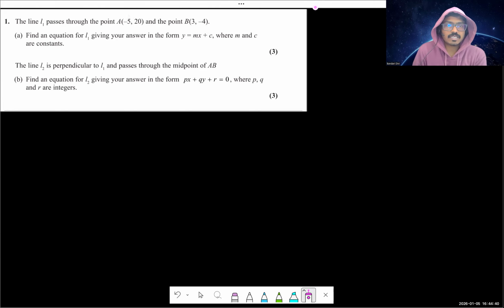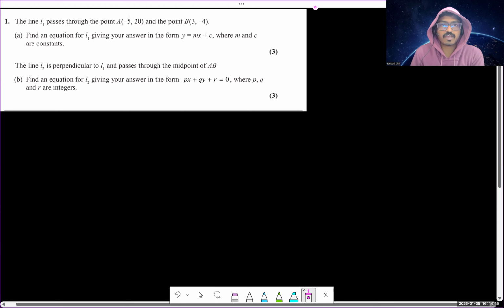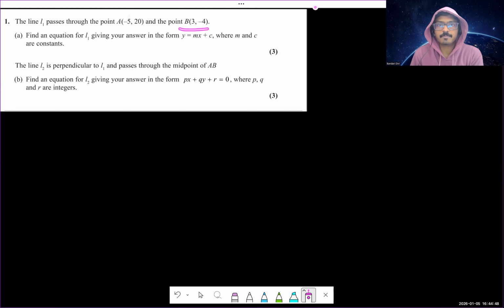Question 1 says that the line L1 passes through the point A, which is (-5, 20), and the coordinate B is given by (3, -4). Find the equation of the line L1, giving your answer in the form y = mx + c, where m and c are constants to be found. Then the line L2 is perpendicular to L1 and passes through the midpoint of AB. Find the equation of the line L2, giving your answer in the form Px + Qy + R = 0, where P, Q, R are integers.